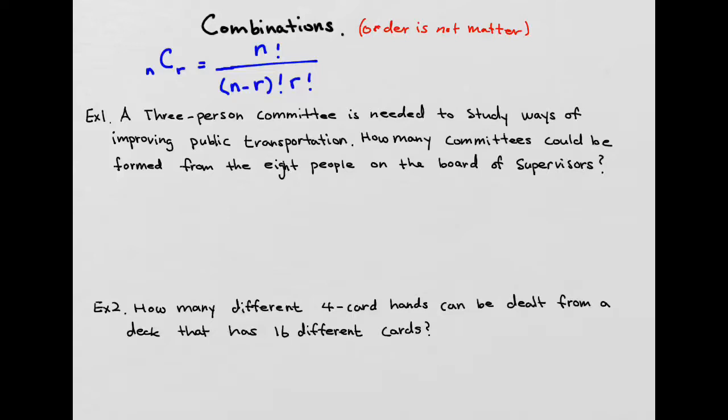A three-person committee is needed to study ways of improving public transportation. How many committees could be formed from the 8 people on the board of supervisors? In this problem, this is going to be combinations because order does not matter. Why? We're picking 3 people. So picking A, B, C will still be the same as picking B, A, C. So order does not matter here.